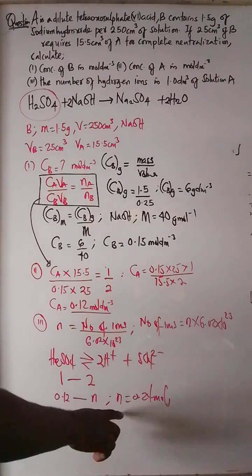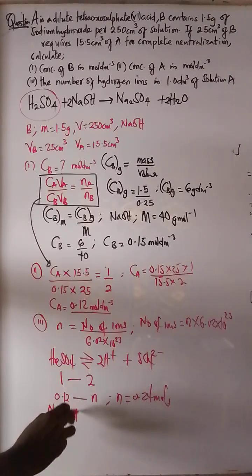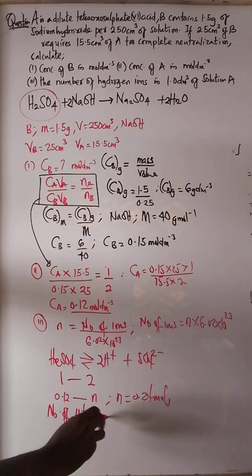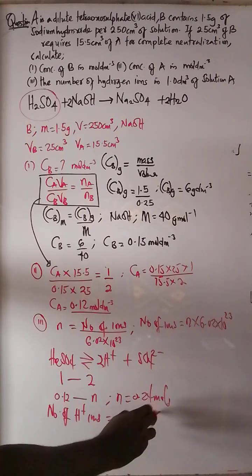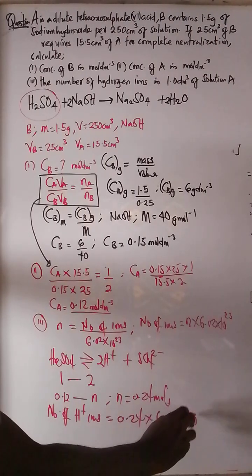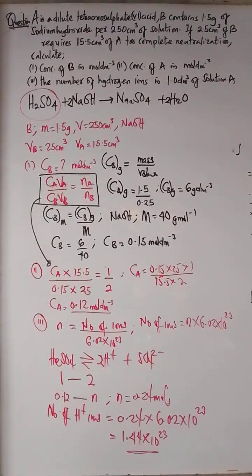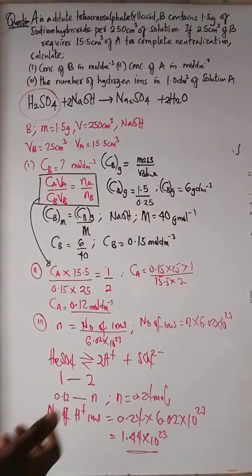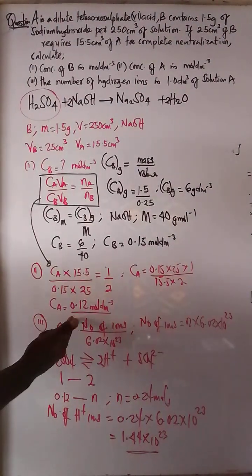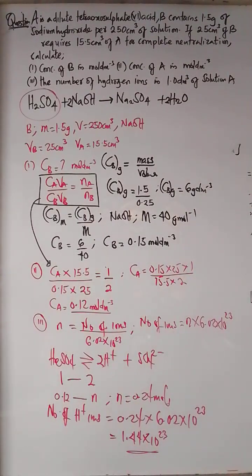Here we know the number of moles already, so we can look for the number of ions. Number of hydrogen ions equals N times Avogadro constant, which is 0.24 times 6.02 times 10 to the power 23, and from here we get the final answer to be 1.44 times 10 to the power 23 hydrogen ions. To get more accurate results, sometimes it is necessary to leave our answer in 3 decimal places, but in this case I maintain 2. Perhaps for our next question, we are going to use 3 decimal places.